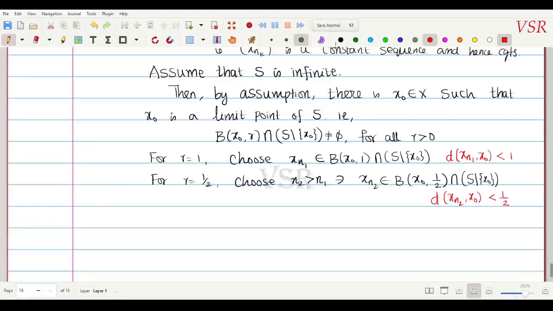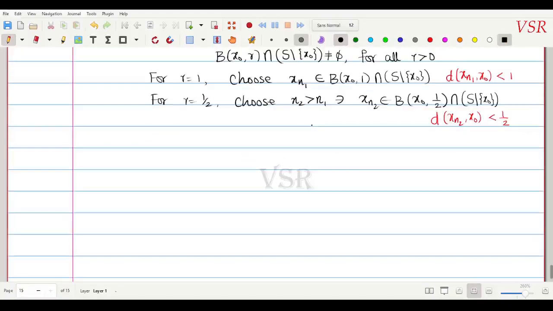Repeating this in general, for r equal to 1/k, choose nk greater than nk minus 1, such that xnk belongs to the ball with center x0 and radius 1/k, intersected with S minus singleton x0.